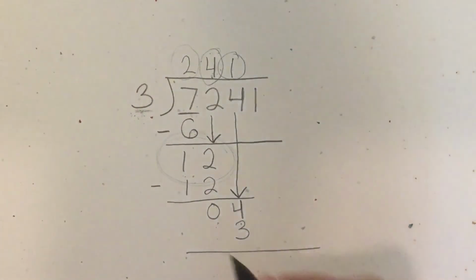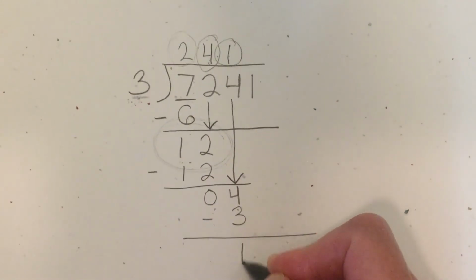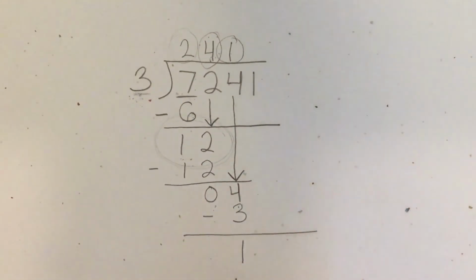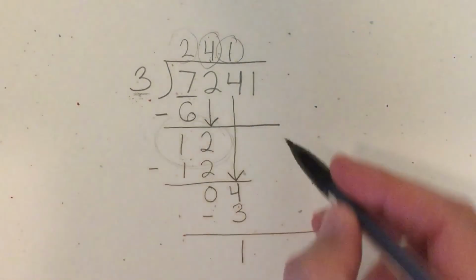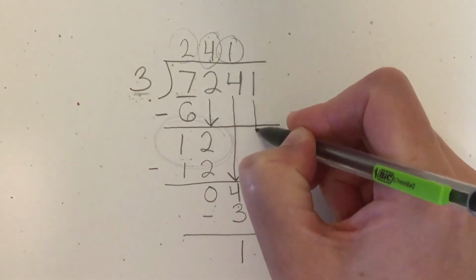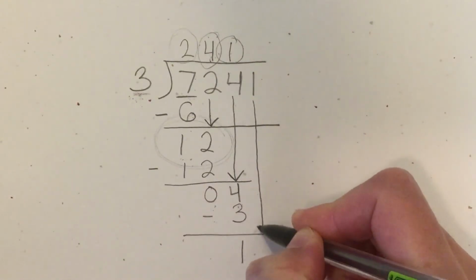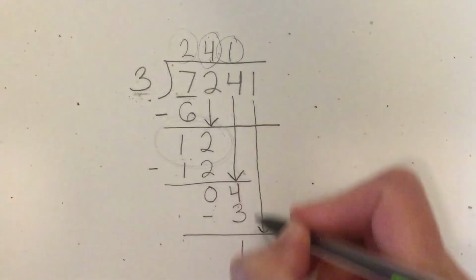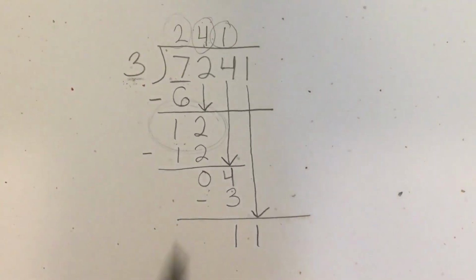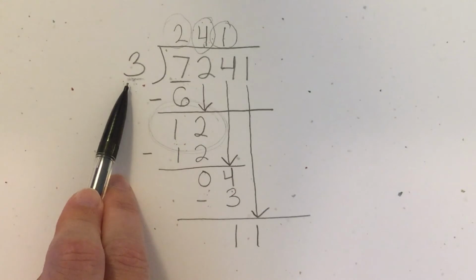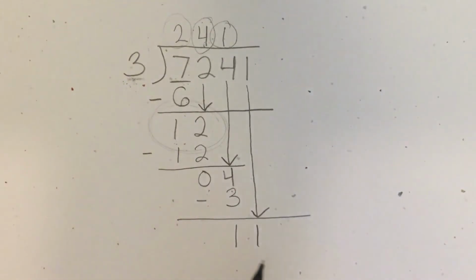Okay, so sister subtract, 4 minus 3 equals 1. Cat compare, is 1 less than 3? Yes, we're okay there. And then brother bring down, whee, all the way down to this bottom section. And it is a 1 that we're bringing down. Okay, after brother, what comes next? We're back to the top, right? We're back to dad. How many times does 3 go into 11?